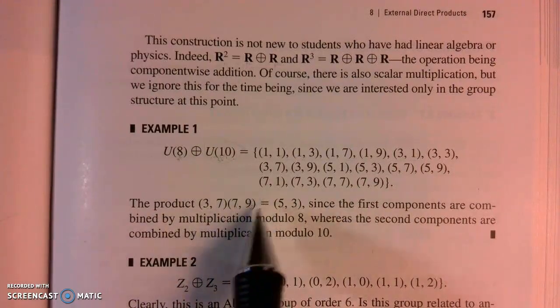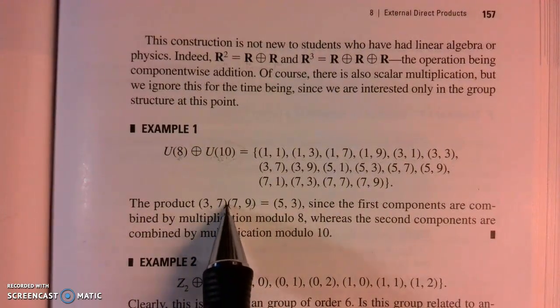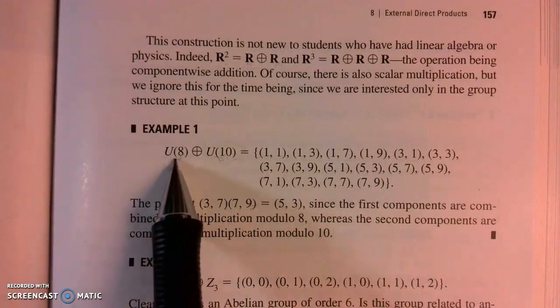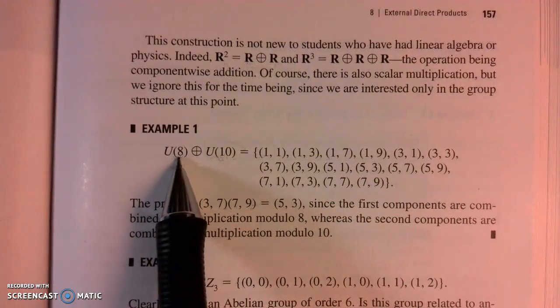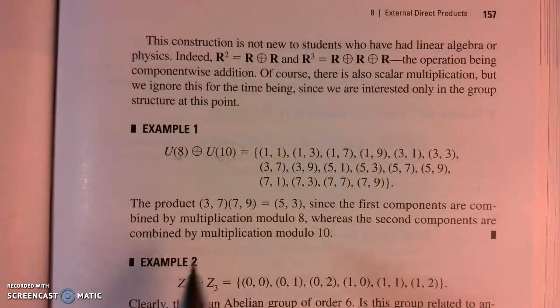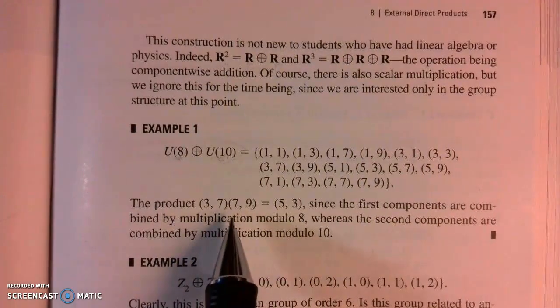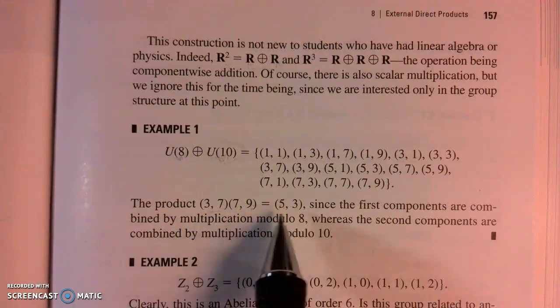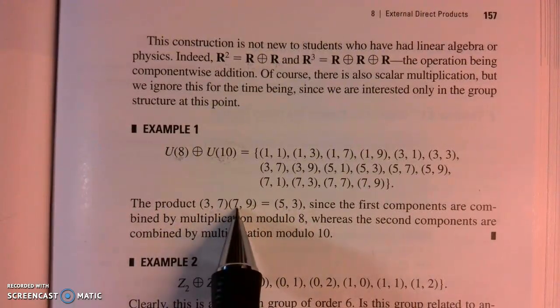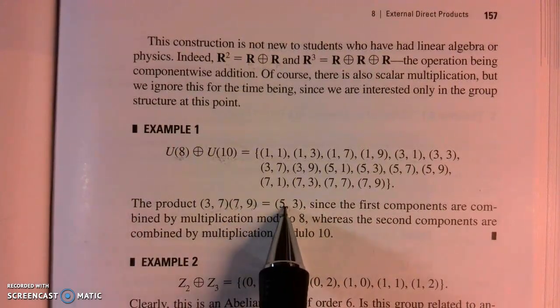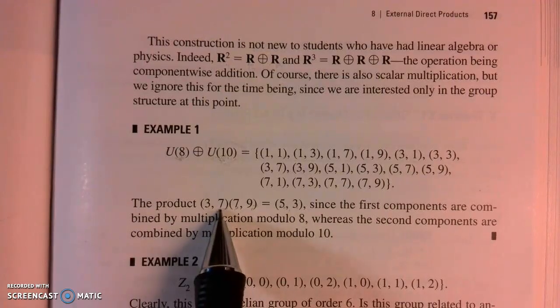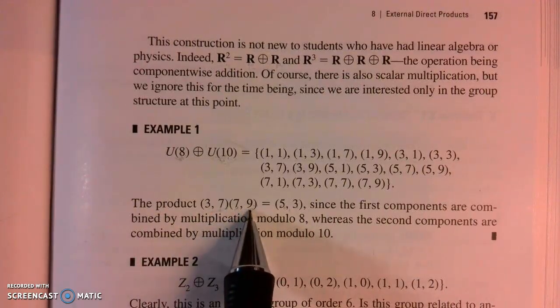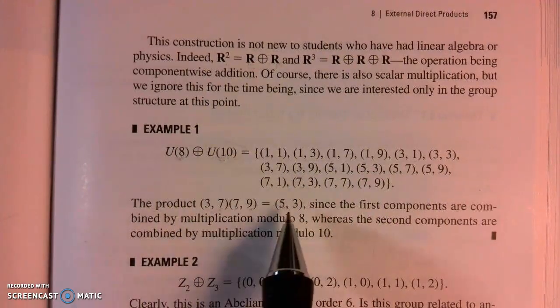And the operation here will be multiplication, because the operations in U8 and U10 are multiplications. We multiply these pairs component-wise. 3 times 7 is 21, mod 8, it is 5. And 7 times 9 is 63, mod 10, it is just 3.